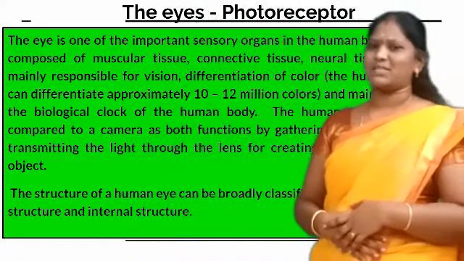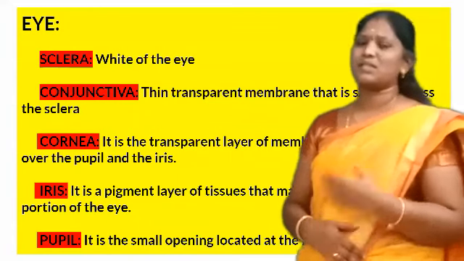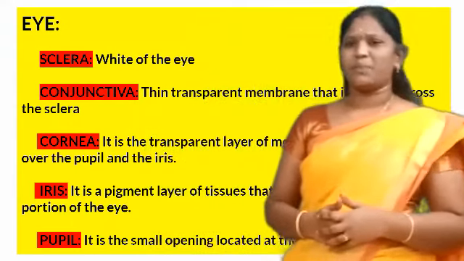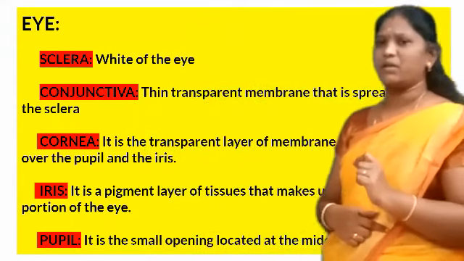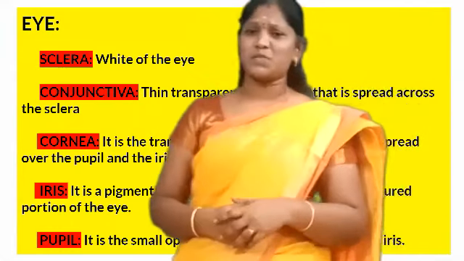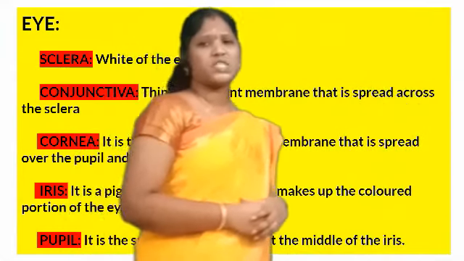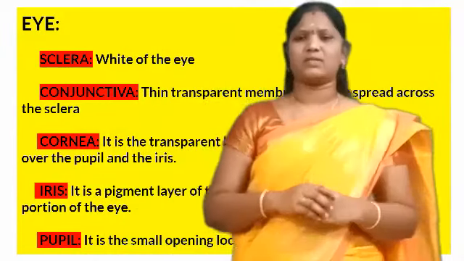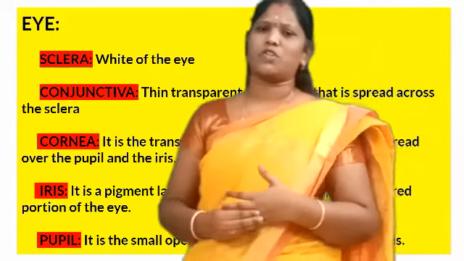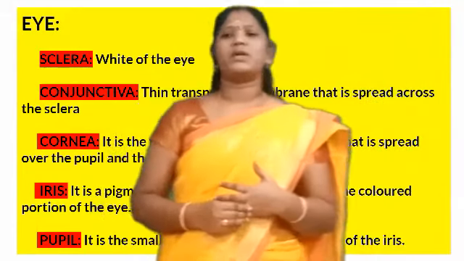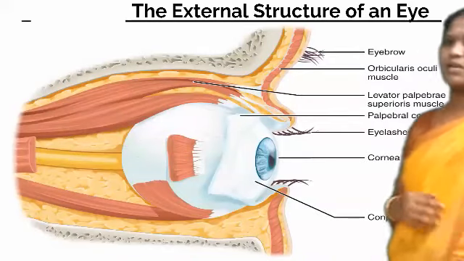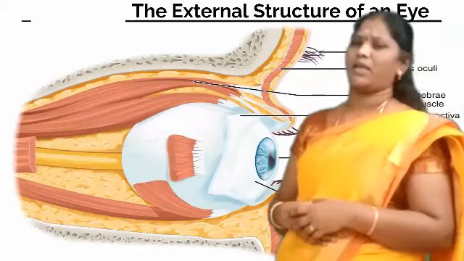So it acts like a camera. The external structure of the eye: sclera, the white of the eye. Conjunctiva is a thin transparent membrane that is spread across the sclera. Cornea is a transparent layer of the eye which spreads over the pupil and iris. Iris is a pigment layer of tissue that makes the colored portion of the eye. Pupil is a small opening located at the middle of the iris. This is the external structure of the eye.